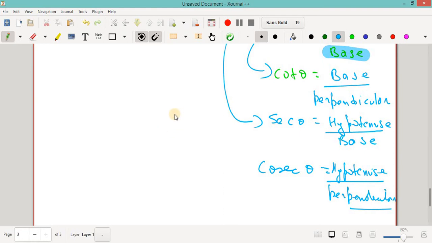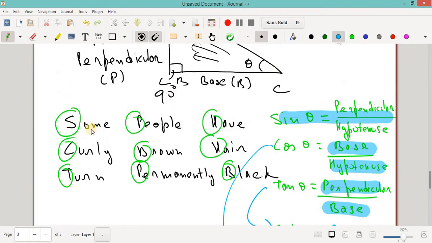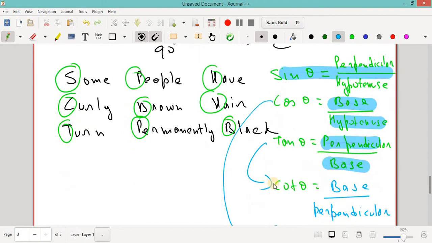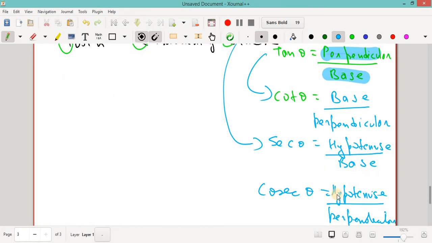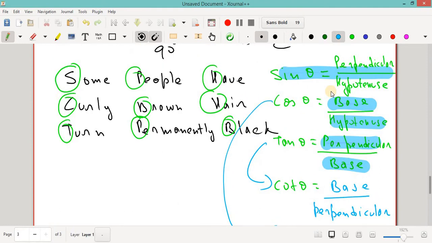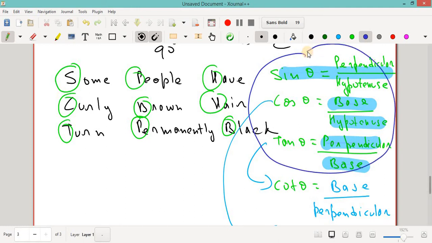I hope it is clear, students. That is your six formulas. Again I repeat: some people have, sin theta is equal to perpendicular by hypotenuse; curly brown hair, that is cos theta is equal to base by hypotenuse; turn permanently black, that is tan theta is equal to perpendicular by base. Once we get these formulas in the examination, we can easily recall cot theta, just reciprocal of tan theta. Sec theta will be 1 by cos theta, just reciprocal of the cos theta formula. And cosec theta is the opposite of sin theta. So if we know these three formulas, we can easily find the other three without needing to mug up anything.